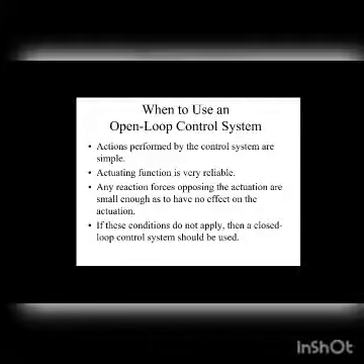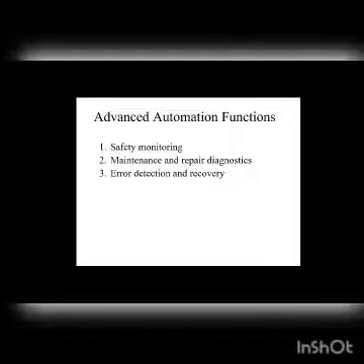When can we use an open loop control system? When the actions to be performed are very simple, the actuating function is reliable, we can be sure that the actuator has moved and the actuator has performed the required operation. In such case, we can go for an open loop control system. When the actuator has very high accuracy, it is reliable. In that case, we can go for an open loop control system. Any reaction forces opposing the actuation are small enough as to have no effect on the actuation. If these conditions do not apply, then a closed loop control system should be used.